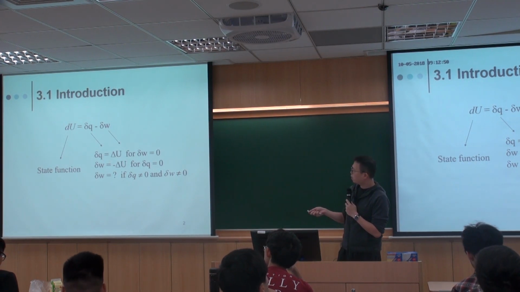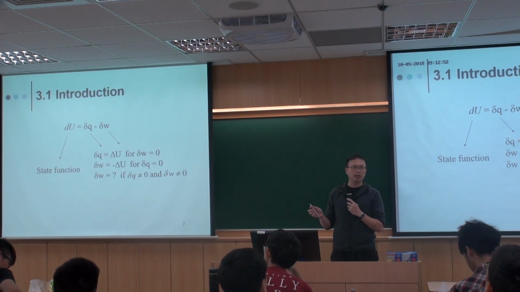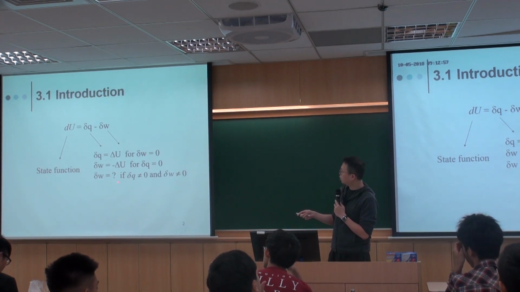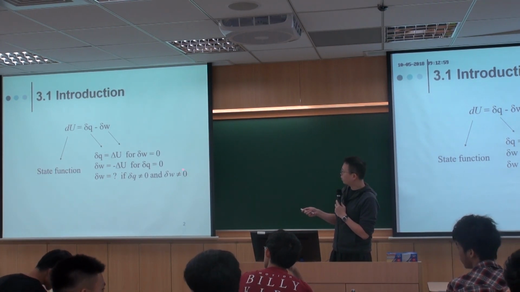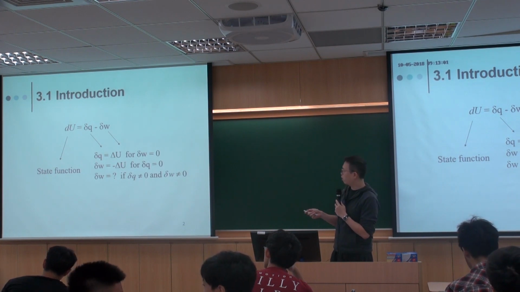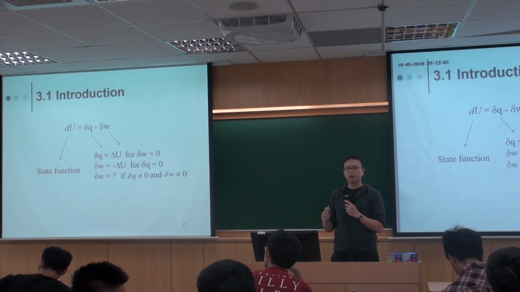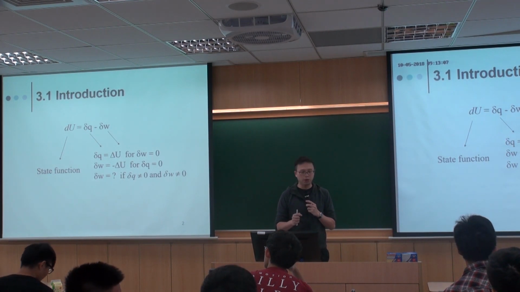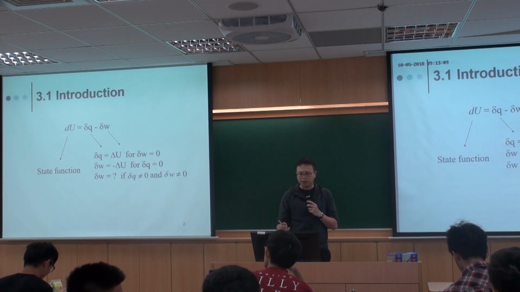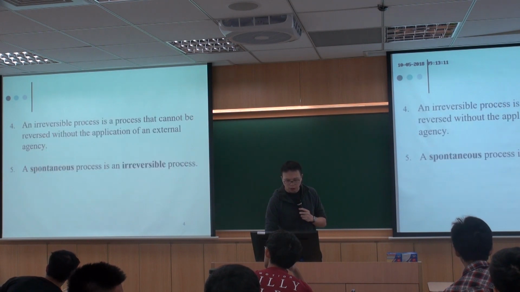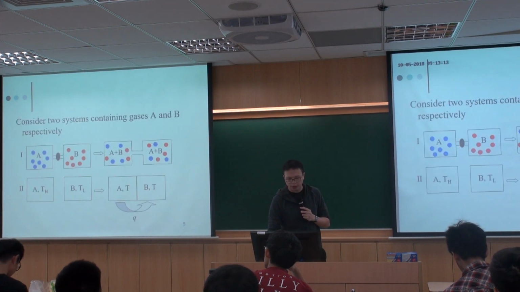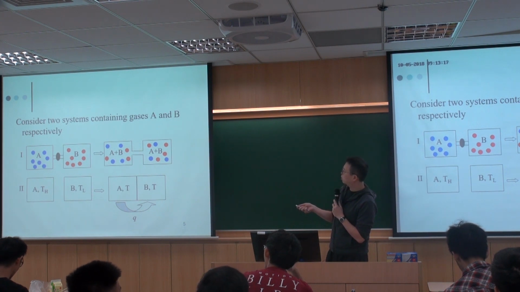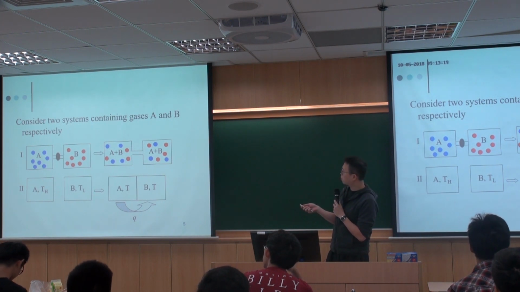But what if you're dealing with a process that is neither adiabatic nor without any work? So we wanted to figure out what will be the maximum work that a system can do during a regular process. So last time we mentioned that there's this process called a spontaneous process, or irreversible process.